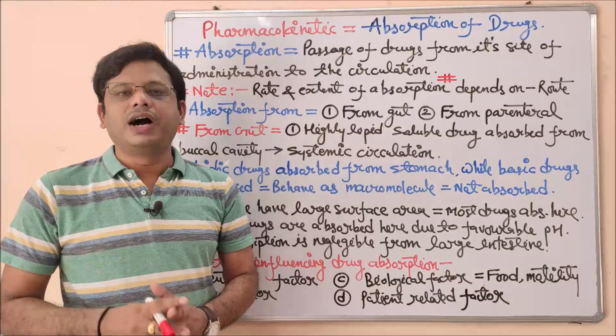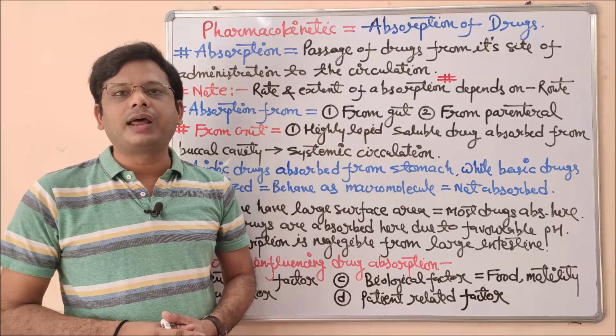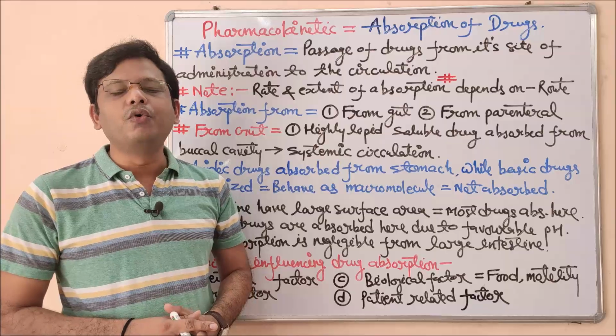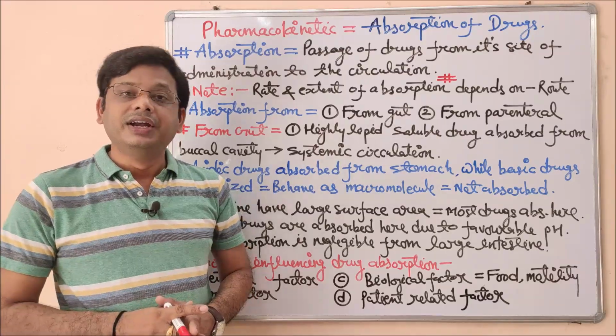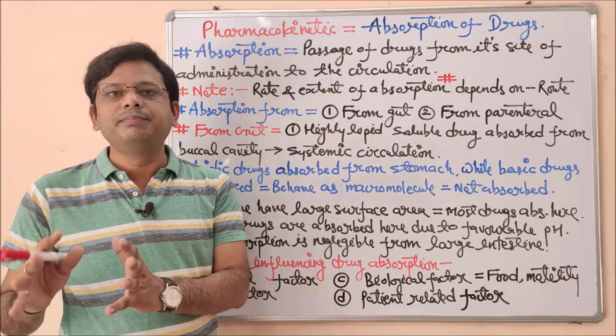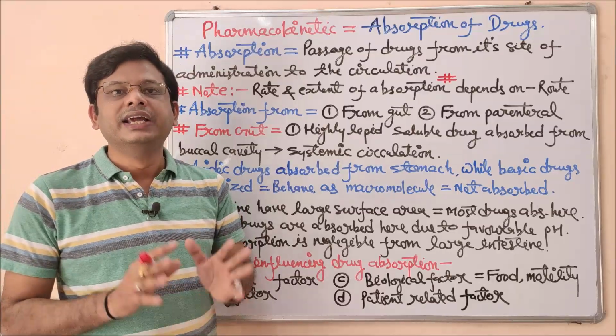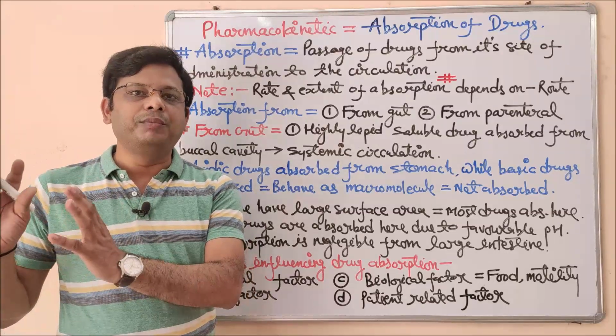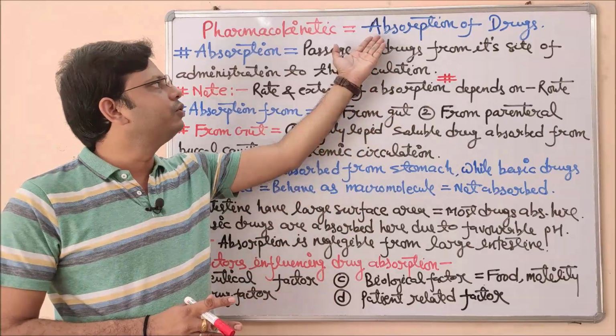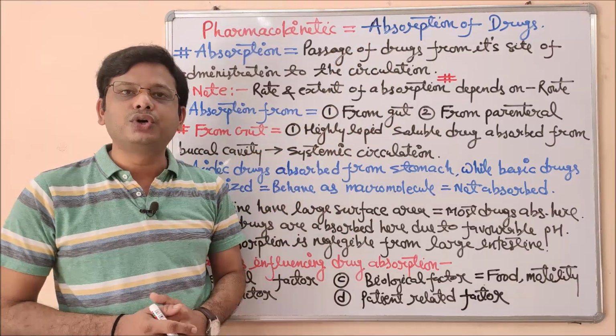We have started Pharmacokinetics, and under the topic of Pharmacokinetics, we have studied the movement of drug across the cell membrane. Now we have to start another basic parameter of Pharmacokinetics. These are ADME, and in today's topic we are going to start with the A, that is absorption of drug.